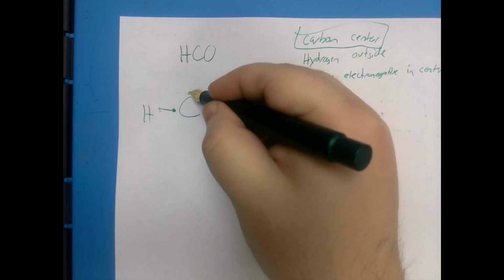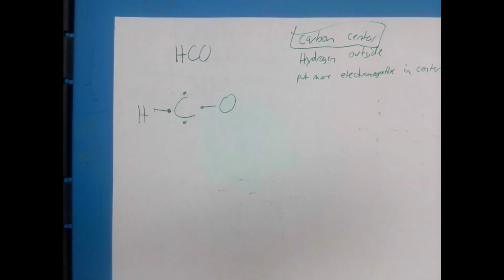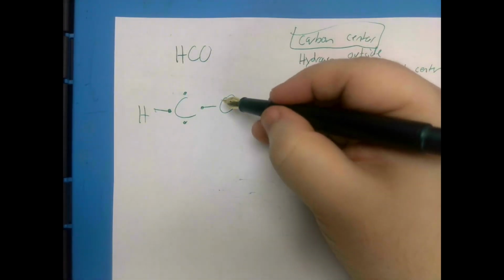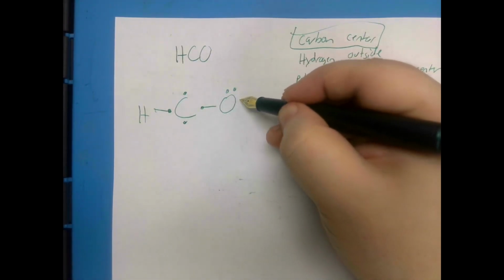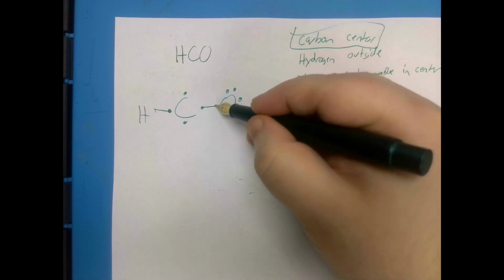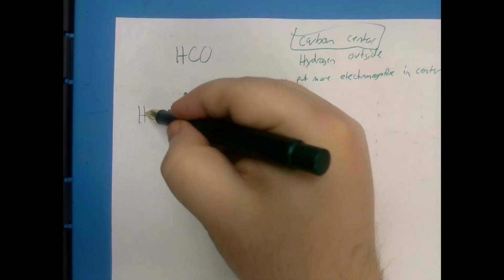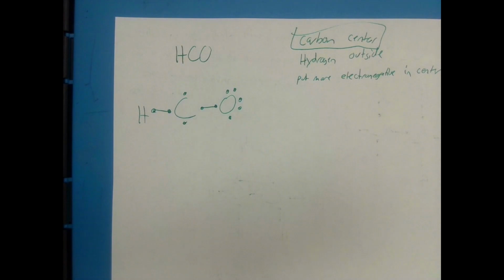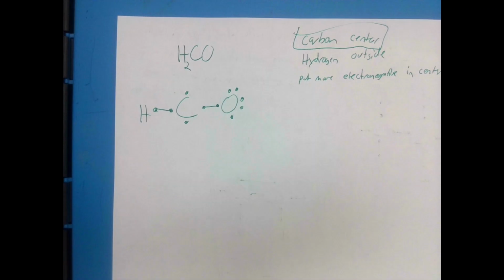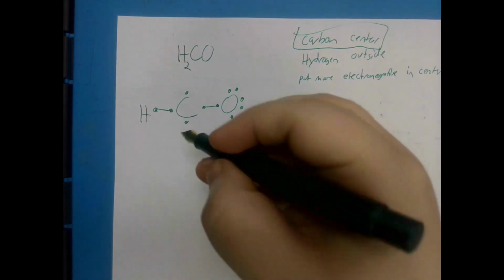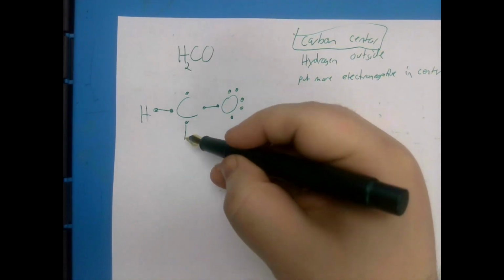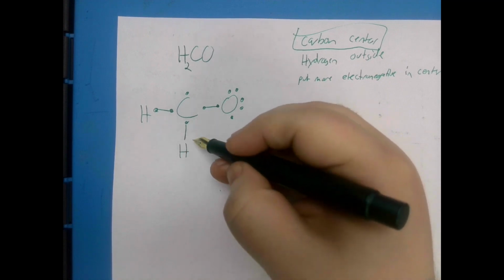So 1, 2, 3, 4. 1, 2, 3, 4, 5, 6. And 1 right there. Oh, crap. Let's do H2CO. Let's add another hydrogen to this. There we go.